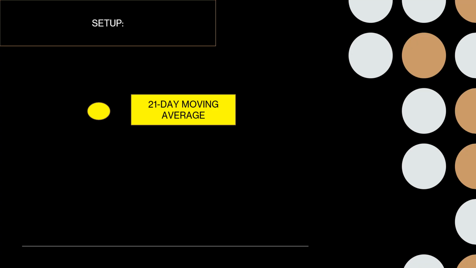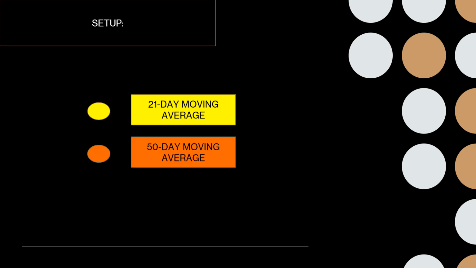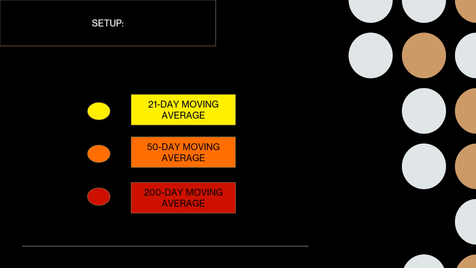So the setup for this, we're going to use the 21-day moving average. You can put the color to whatever you want. I'm just going to explain the colors I like to use. So we have the 21-day moving average, we have the 50-day moving average, and we have the 200-day moving average. I have the 21 set as yellow, the 50 set as orange, and the 200 is red.